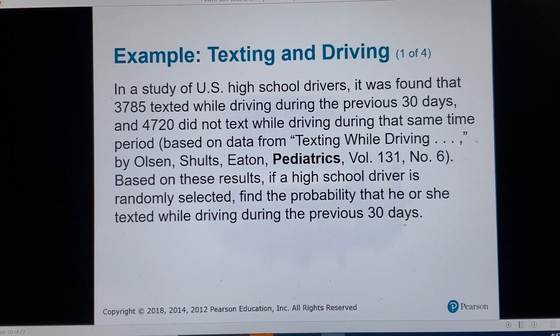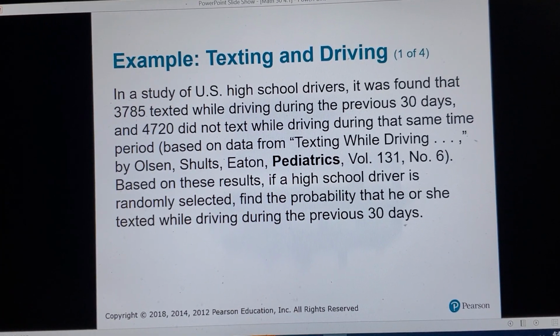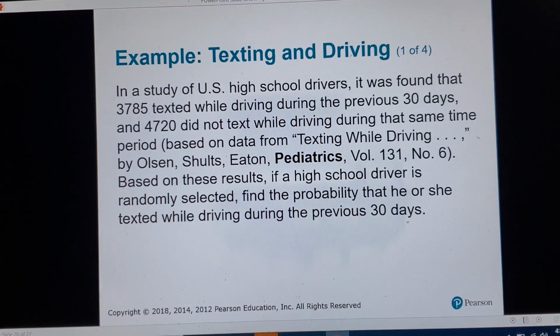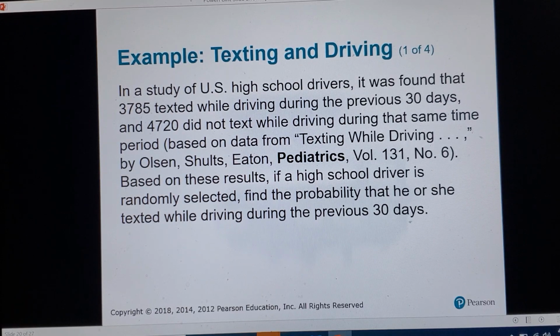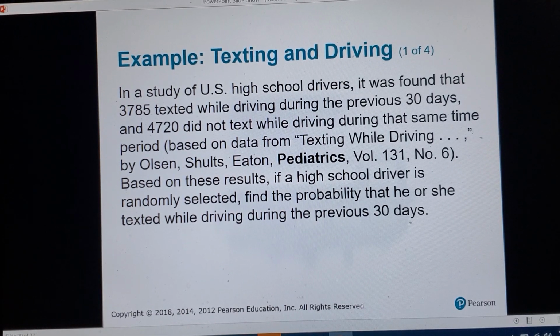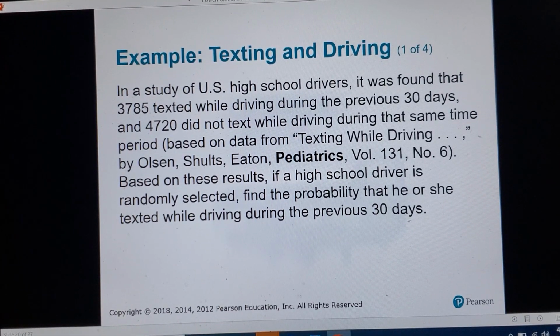But let's do one more example here. Say in a study of U.S. high school drivers, it was found that 3,785 texted while driving during the previous 30 days. So in the last 30 days, they saw that 3,785 texted, and 4,720 did not text while driving. So that just gives you an idea: 3,785 are texting, 4,720 are not texting. That's in the last 30 days.